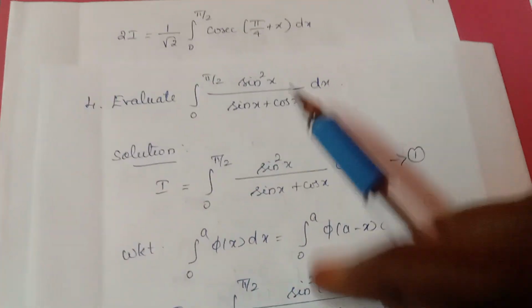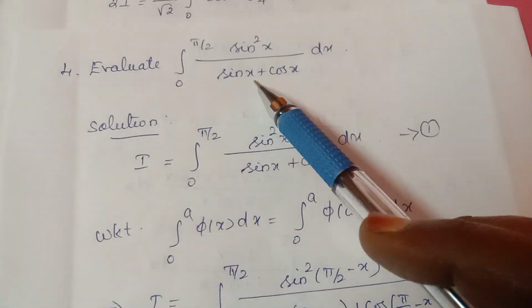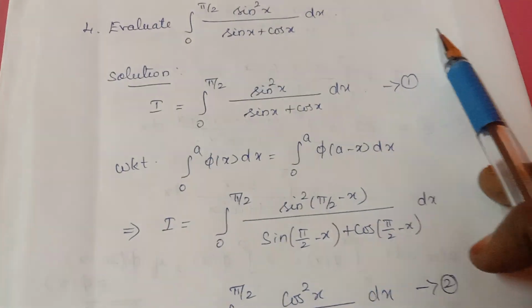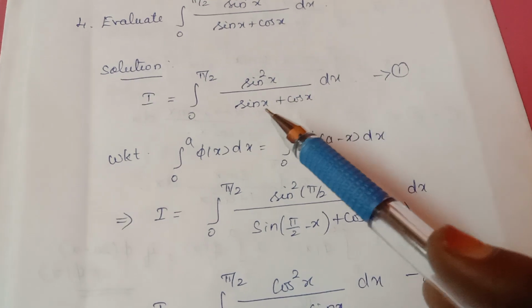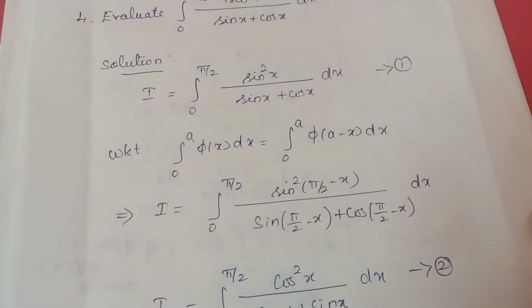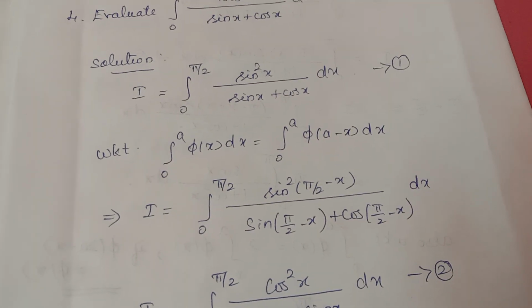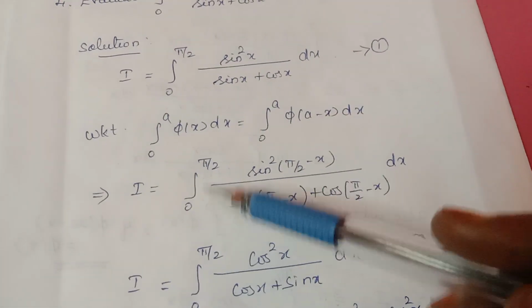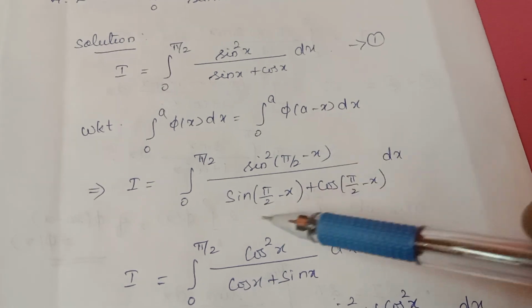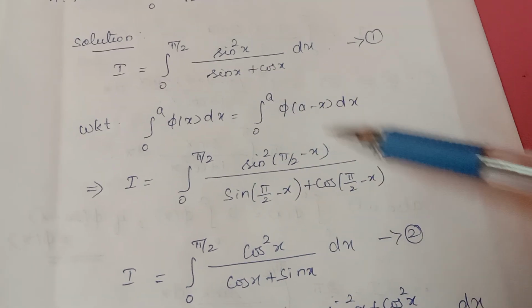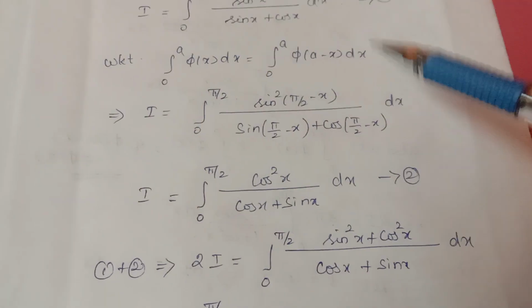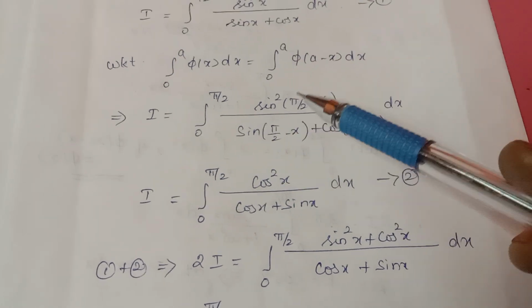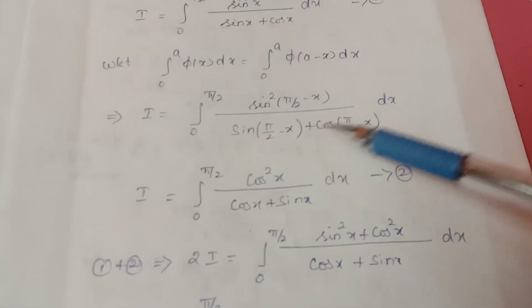Okay. Next problem: evaluate integral 0 to pi by 2 of sin square x by sin x plus cos x. Right. So as usual I am going to apply the property integral 0 to a of phi of x dx equals integral 0 to a of phi of a minus x dx. If you substitute, what happens? Integral 0 to pi by 2 of sin square of pi by 2 minus x by sin of pi by 2 minus x plus cos of pi by 2 minus x. Sin of 90 minus theta is cos theta. So cos square x by cos x plus sin x.